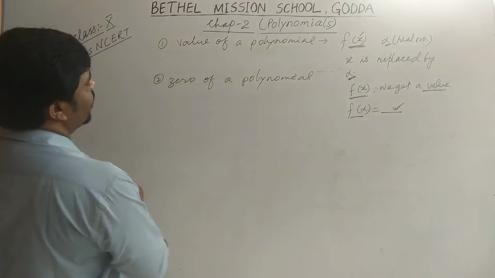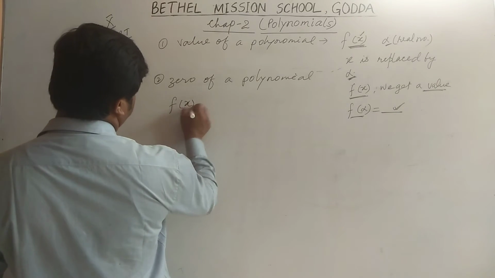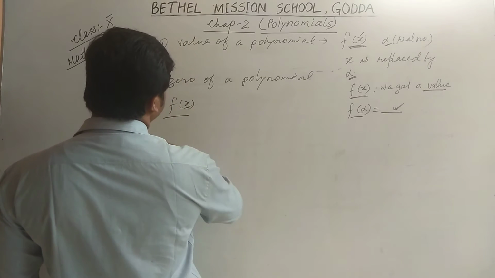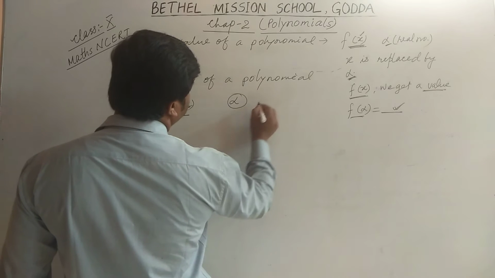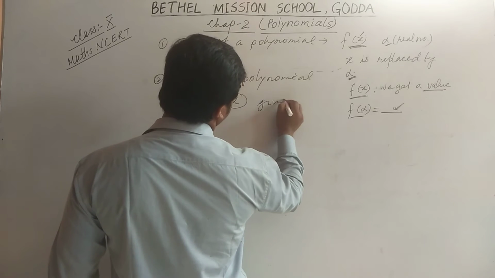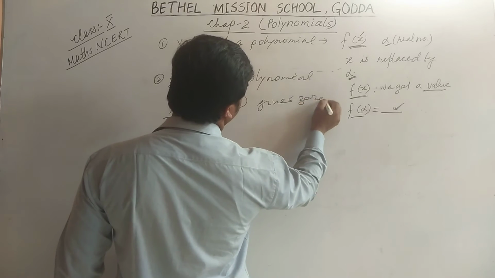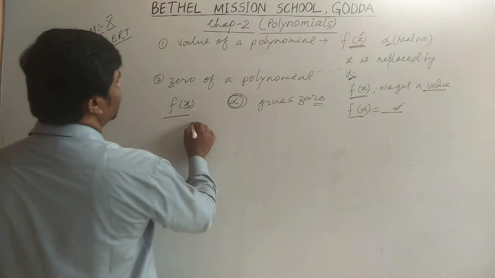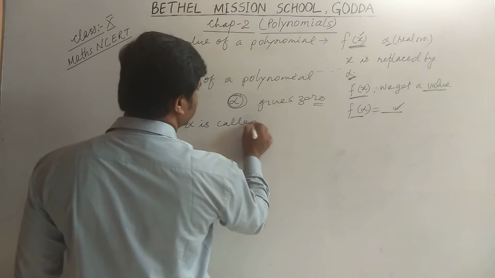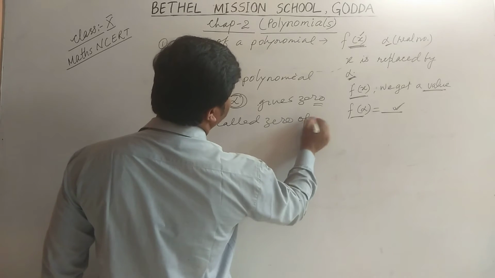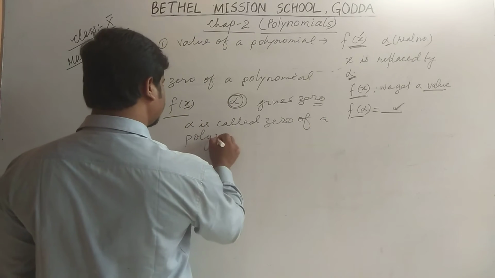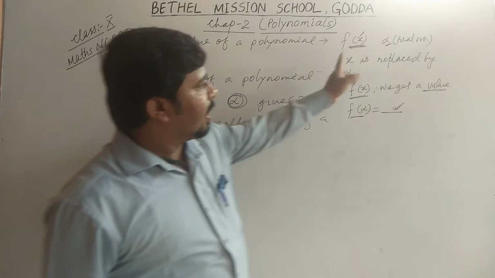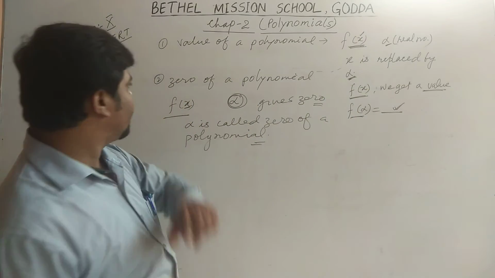Another, the zero of a polynomial. If a polynomial is f(x) and when you replace this x by alpha, it gives 0, that's why this alpha is called a zero of a polynomial. The zero of a polynomial. Understand? The value of a polynomial and what is the zero of a polynomial.